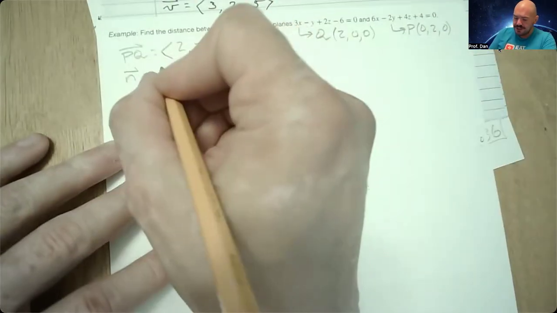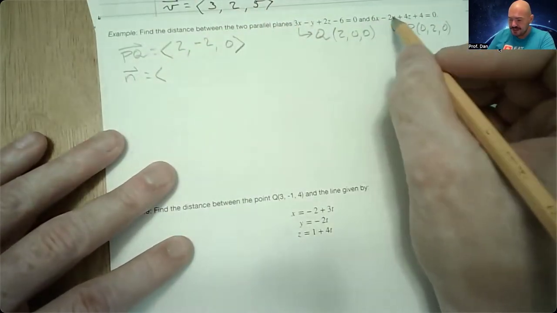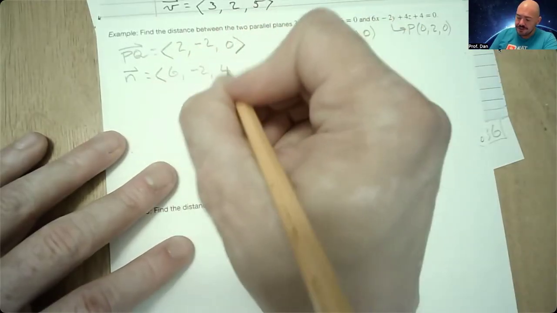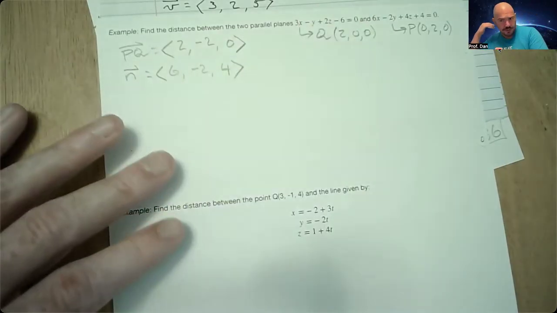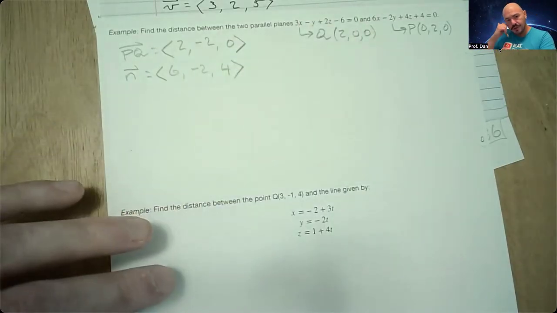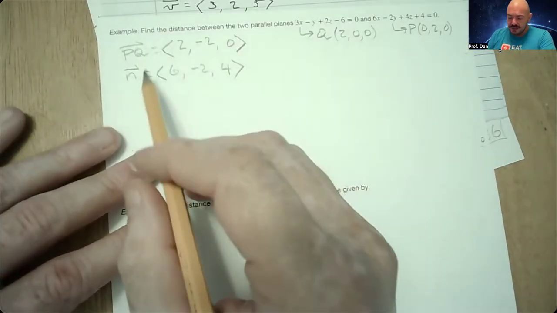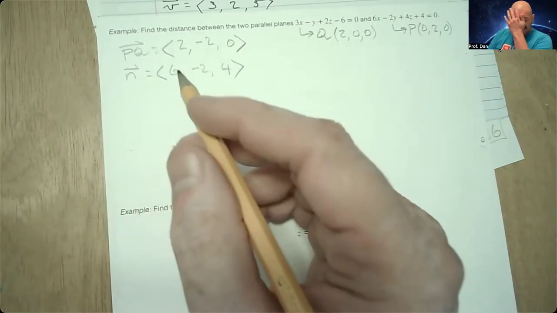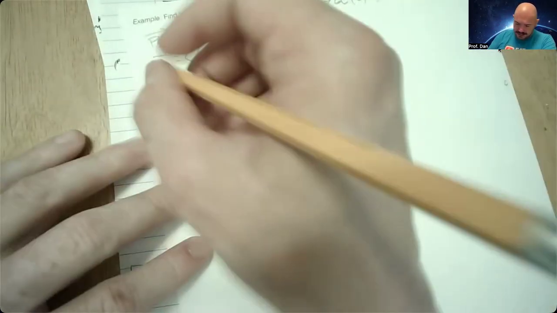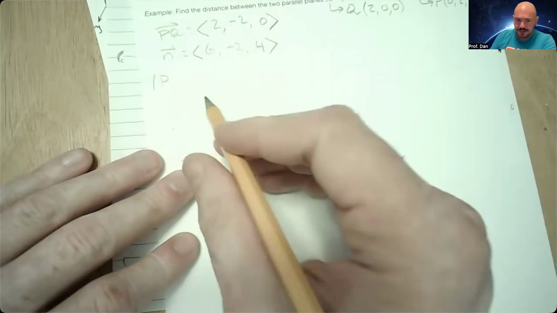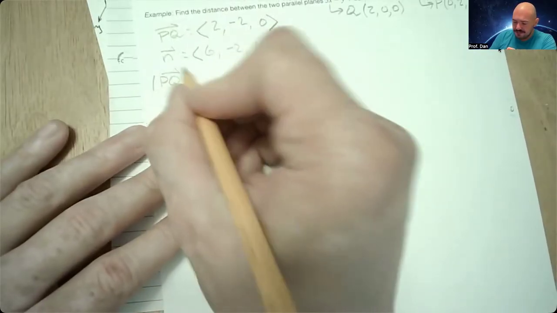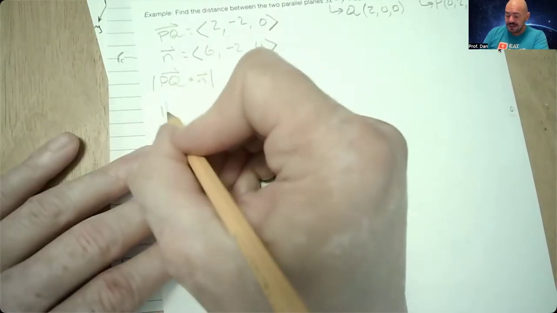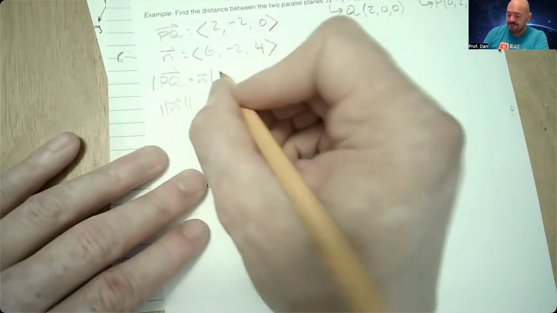So normal vector, again, we can just pull off these coefficients, 6, negative 2, 4. Remember, we don't use the constant for anything when we're getting the normal vector. So now that I have PQ and I have N, I can go back to the method that we did last time. I have to figure out the absolute value of the dot product between PQ and N. And I need to figure out the magnitude of N.